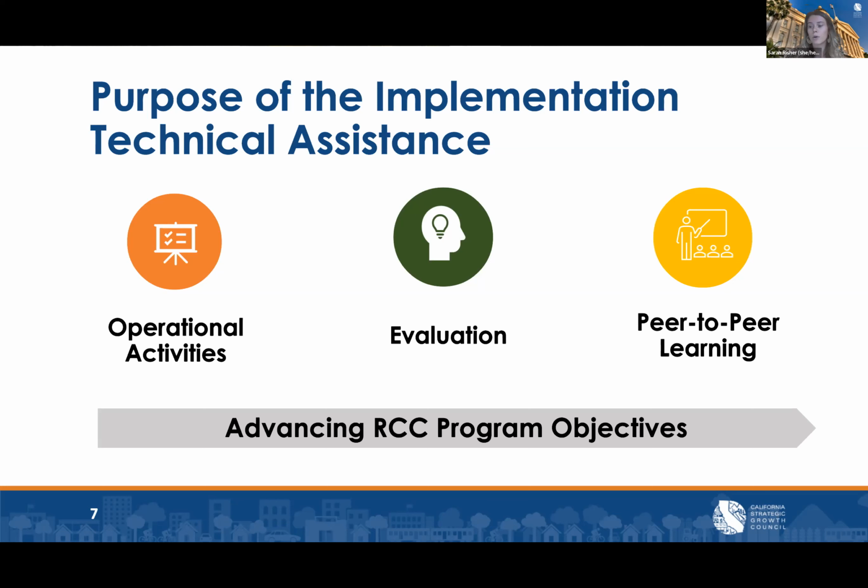And then this third component is peer-to-peer learning. This will be done in collaboration with SGC, bringing the collaboratives together through quarterly networking and training sessions, which serve as a platform for collective learning and problem solving between grantees throughout the grant term. And across these three components, the TA provider will help grantees to center and advance the program's 4 objectives.